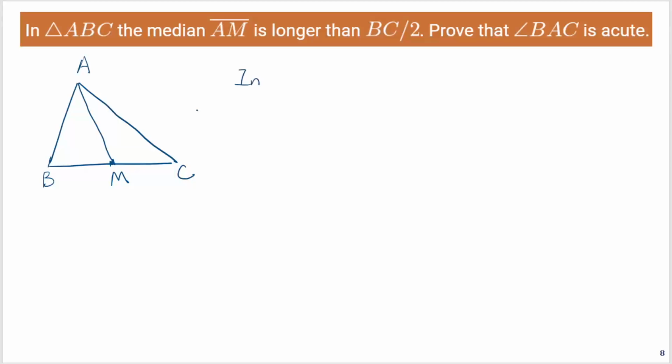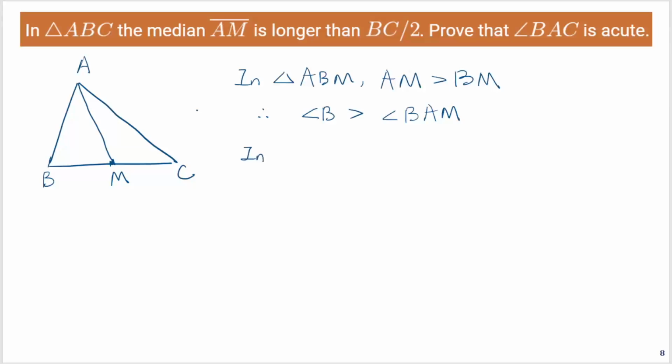So first of all, in triangle ABM, we have AM is larger than BM, right? Because AM is longer than half of BC. So BM is half of BC. So we have AM is greater than BM. And therefore, the angle opposite to this side is B. So angle B must be greater than the angle opposite to the side BM, which is angle BAM, right?